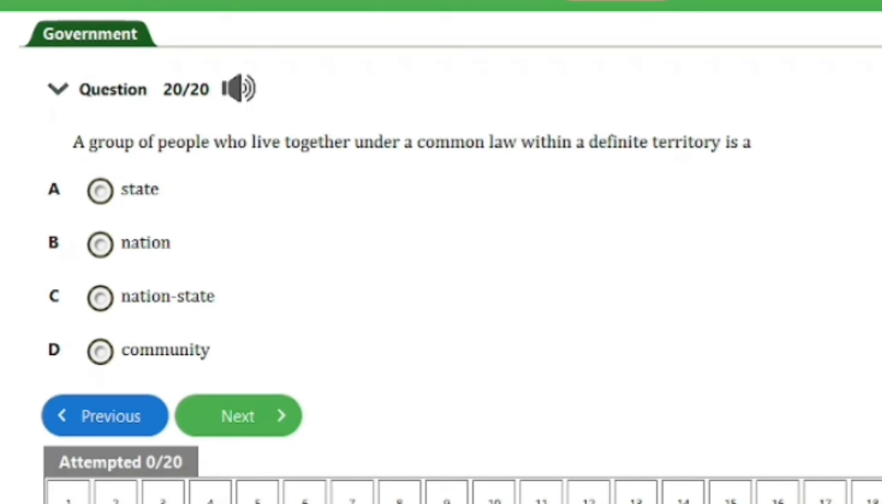We have here question number 20 of 20. It says, a group of people who live together under a common law within a definite territory is A, state. B, nation. C, nation state. D, community. So guys, the answer to this question is option A, that's a state. That's it for this question.